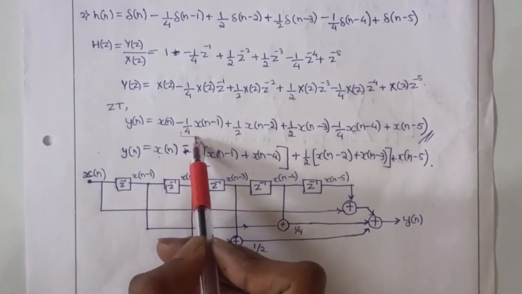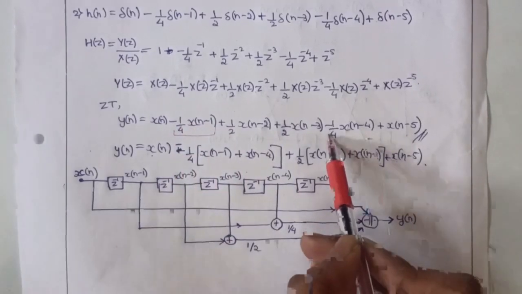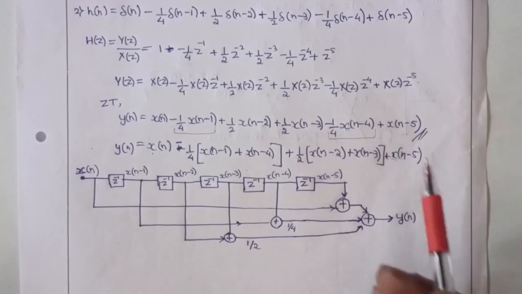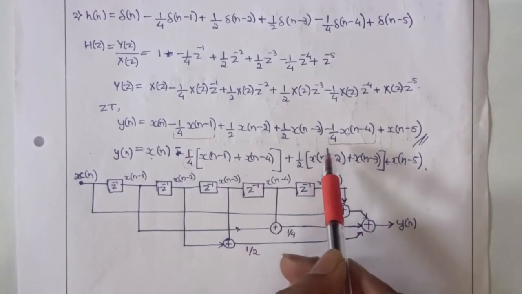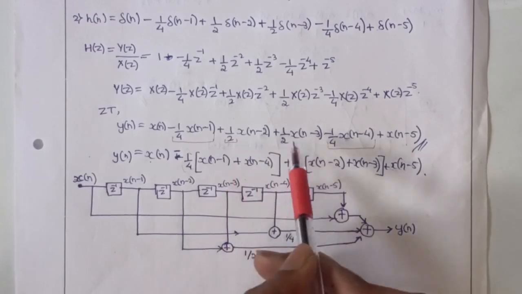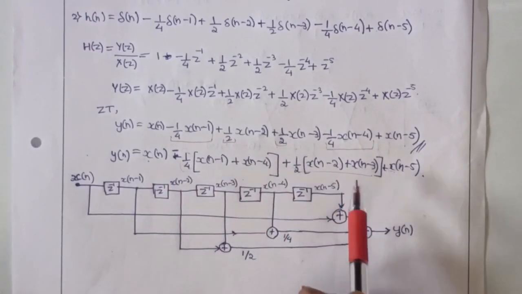We can see that the delay element x of n minus 1 has coefficient of minus 1 by 4 and x of n minus 4 has coefficient of minus 1 by 4. Hence we take it as common to reduce the delay elements, and 1 by 2 and 1 by 2 are also common. Hence we take the common elements and update the equation.